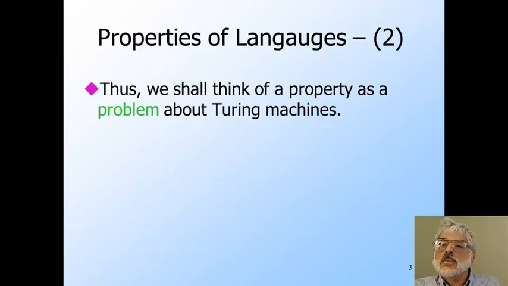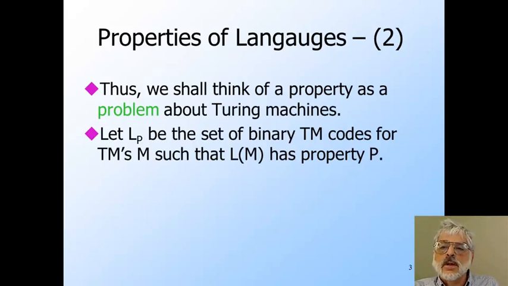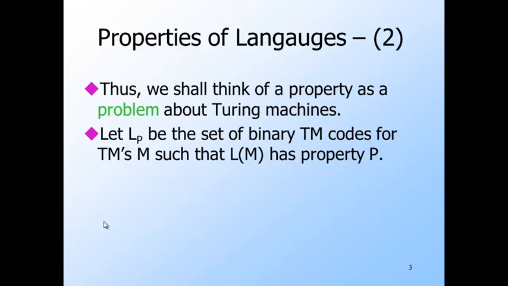So we'll consider a property to be a problem about Turing machines. Given a code for a Turing machine, does it define a language with that property? So for any property P, we can define a language L sub P, the set of binary strings that represent a Turing machine whose language has the property P. So for example, L sub infinite is the set of codes of Turing machines that define an infinite language.